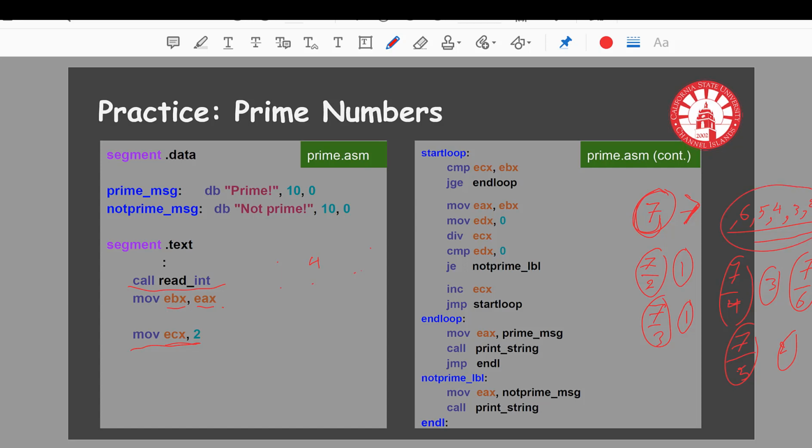All right, so we have ECX as 2, and then we are going to start a loop. We are going to compare whether the value of ECX is greater than or equal to the number that we get from the input. So for example, if we get the number 4 and we start with ECX being 2, we compare 2 with 4. If 2 is greater or equal to 4, we end the loop. But in this case, it's not. Therefore, we move to the algorithm.